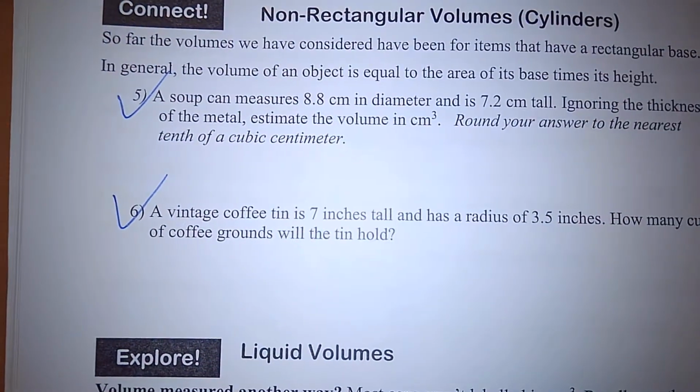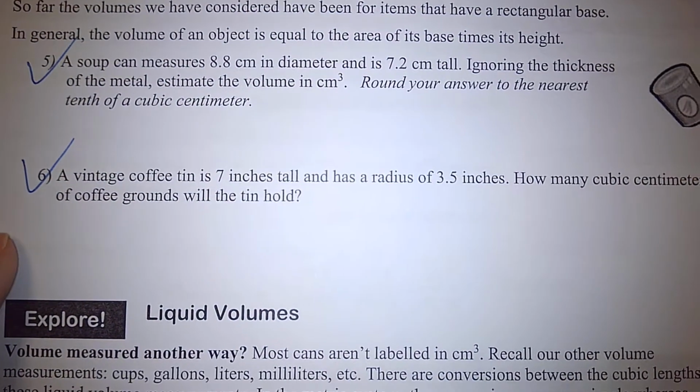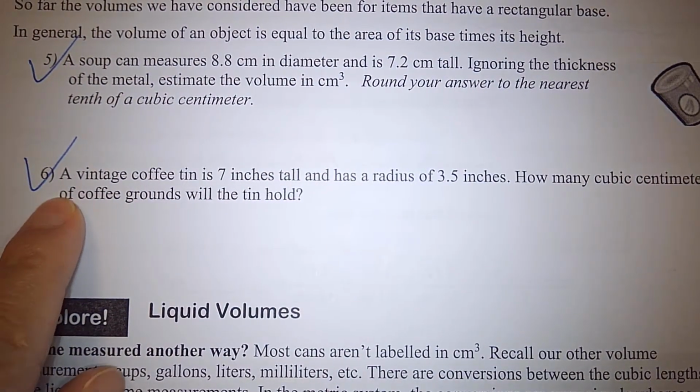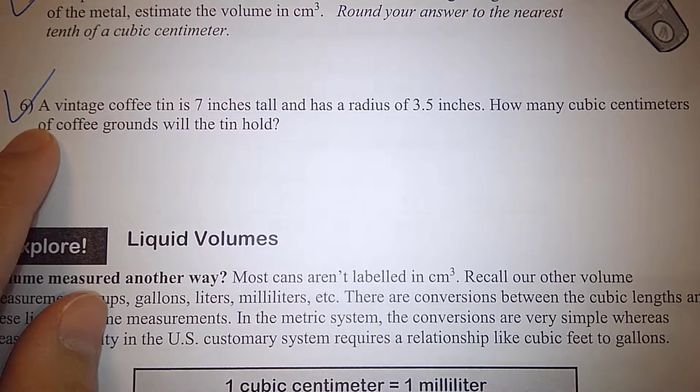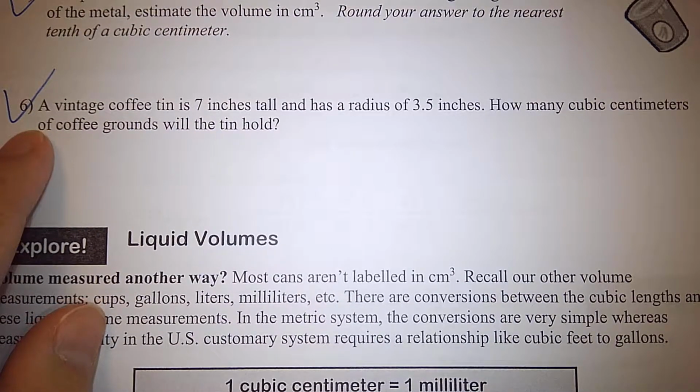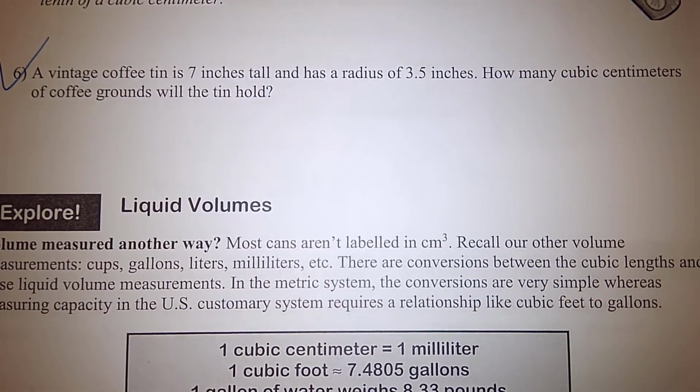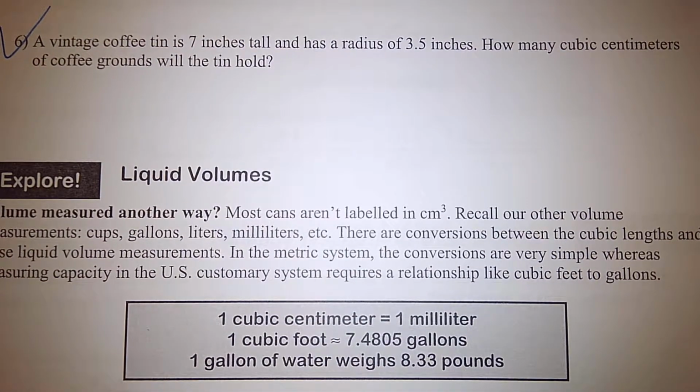Okay, let's look at the cylinder problem. It's also a volume problem, okay? Alright, so question 6, we'll do this one together. Whose turn to read question 6? Stephanie: A vintage coffee tin is 7 inches tall and has a radius of 3.5 inches. How many cubic centimeters of coffee grounds will the tin hold? Okay, good.